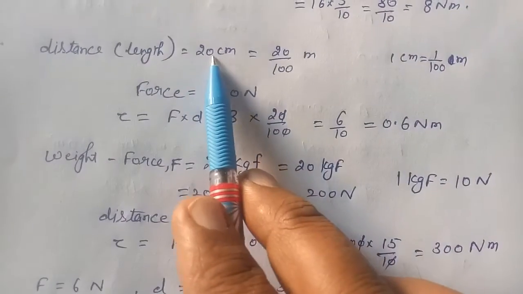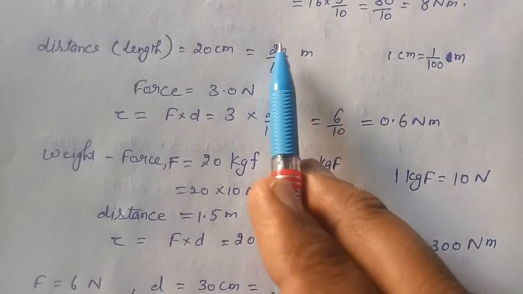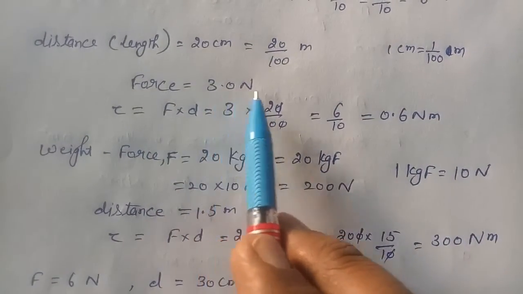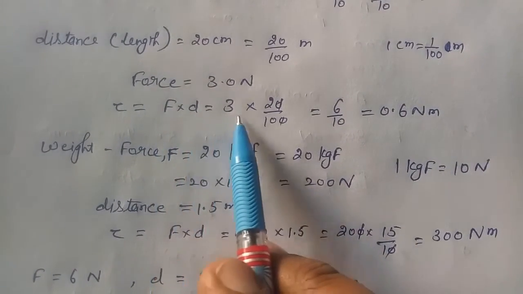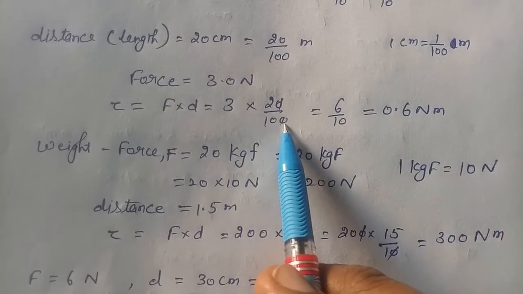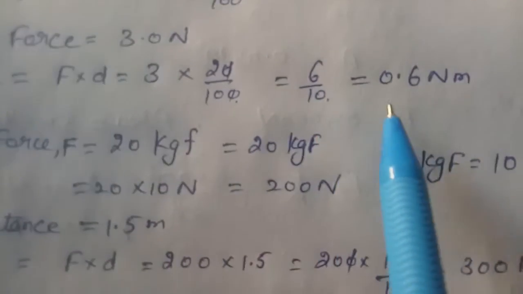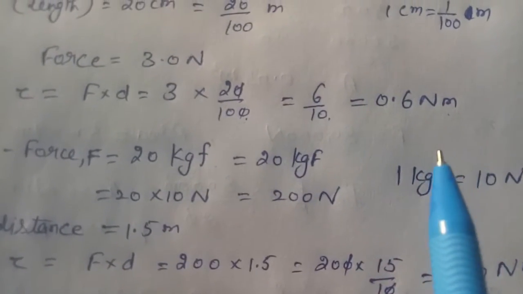So instead of centimeter, put 1 over 100. So 20 over 100 meter, and force equal to 3.0 Newton. Put these values here. Force multiply distance, 3 multiply 20 over 100, 0 cut with 0, 3 2s are 6, 6 by 10. So 6 by 10 is equal to 0.6 Newton meter. So this is the moment of force.